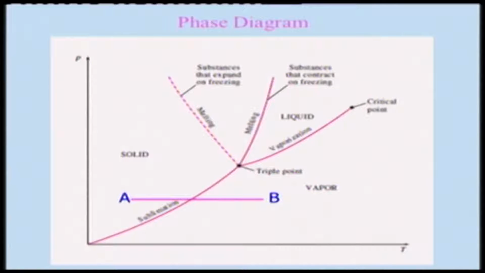However, if you increase the pressure further, in case of water we have seen it is a very low pressure, 0.6113 kilopascals. So, you will find a point that is basically the triple point, where solid, liquid and vapor exist together. So, that is the triple point.